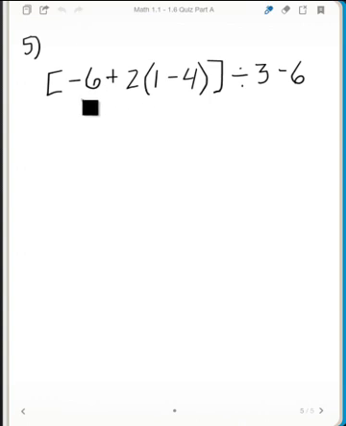And now here I have open the square brackets, minus 6 plus 2, round brackets, 1 minus 4, square brackets, divide by 3 minus 6. So again, do your innermost brackets first, which is 1 minus 4, so that's going to give me a negative 3. Write everything else around it.